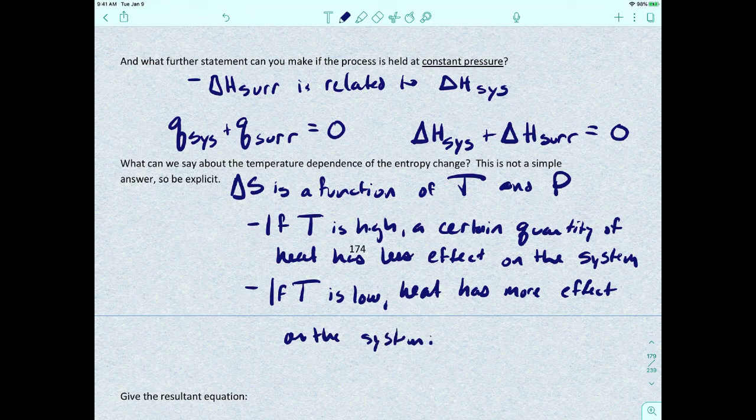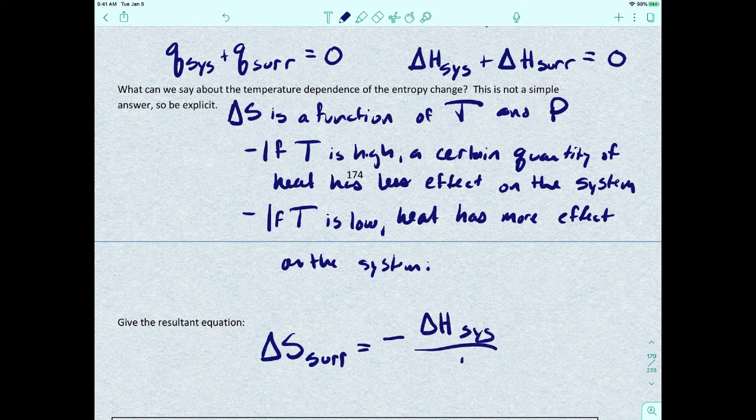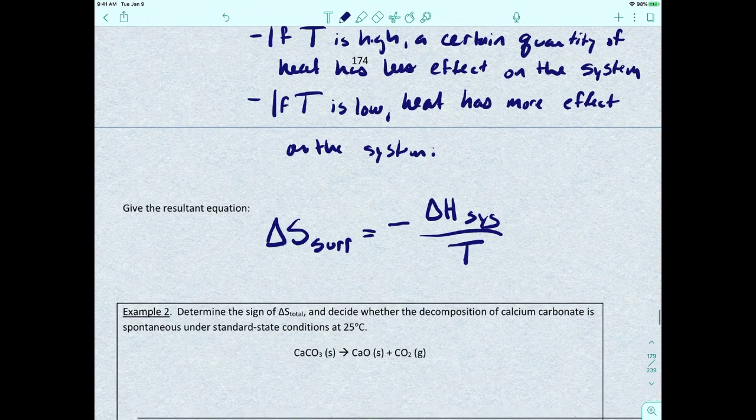Okay. All right, so give the resulting equation. What this allows us to do is to calculate the change in entropy of the surroundings. That's going to be equal to the negative change in enthalpy of the system divided by temperature. Okay, and so that leads us to another problem.